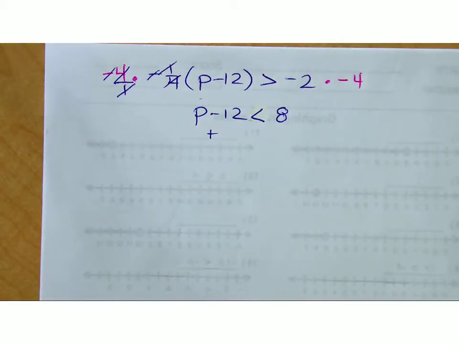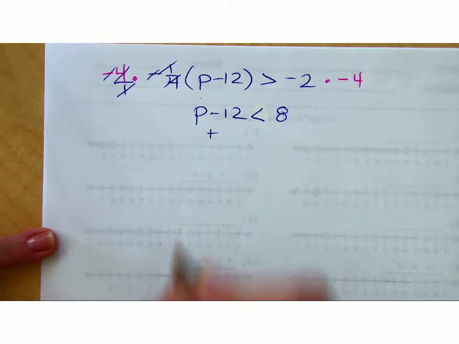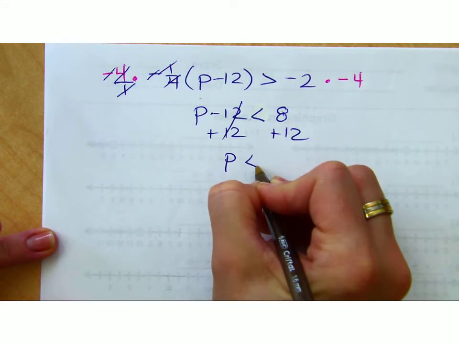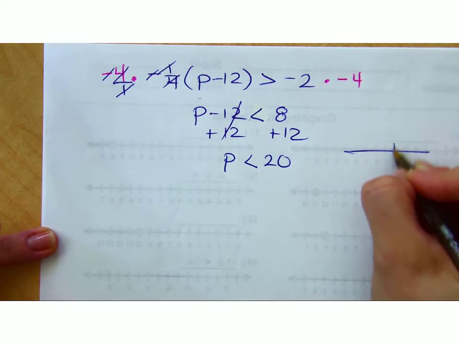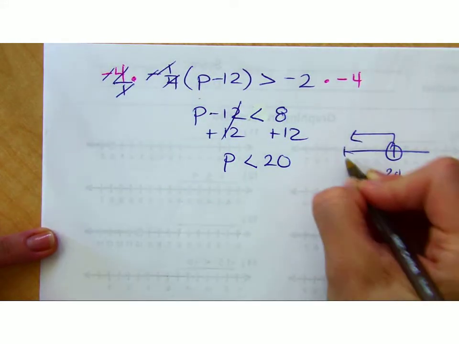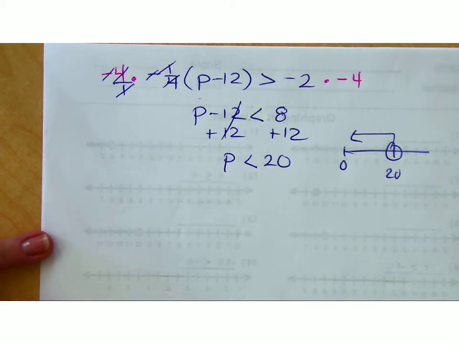So it has to become habit for you. That's 8. Now I'm adding 12. And my answer is going to be P is less than 20, which means then you have your open circle and you go to the left and 0 is here, okay? Easy enough? So that was your distributing, that was your fraction, that was your decimal.